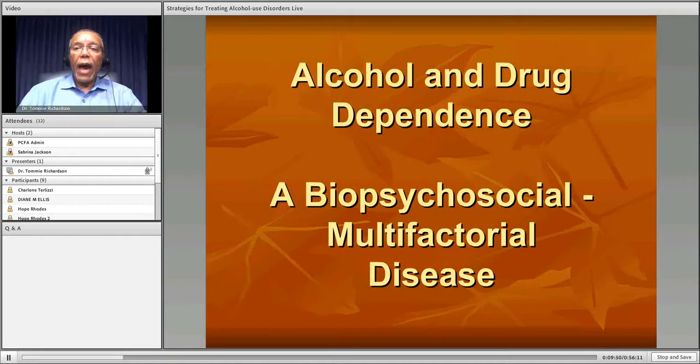It is a biopsychosocial multifactorial disease, alcohol and other drugs. I want to make a distinction about what this slide says. This slide says alcohol and drug dependence, but it's actually alcohol and other drugs, because alcohol is the number one drug in our society.